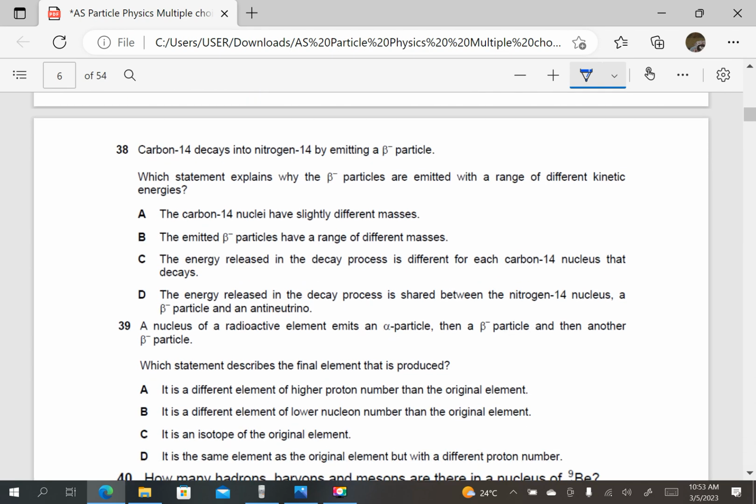Carbon-14 decays into nitrogen-14 by emitting a beta minus particle.